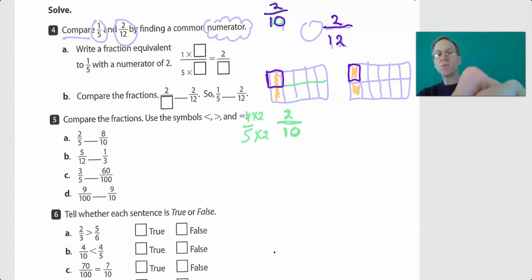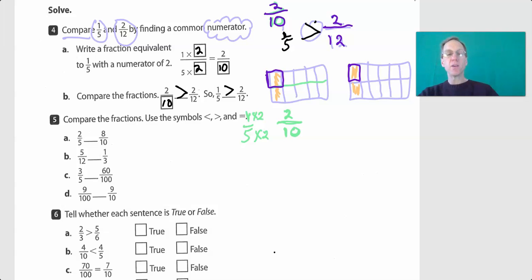Now 2/10 is just equal to 1/5. So in other words, 1/5 is also greater than 2/12. 2/12 is less than 2/10. That means it's also less than 1/5. So let's see what they do. Here we go. Times 2, times 2. 1 times 2 is 2. And now we have, compare the fractions, 2/10 is greater than 2/12. And so 1/5 is greater, okay?